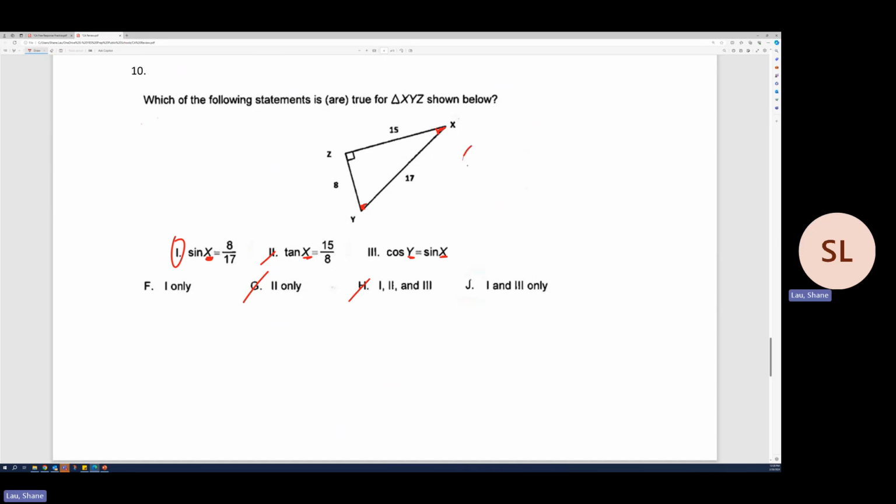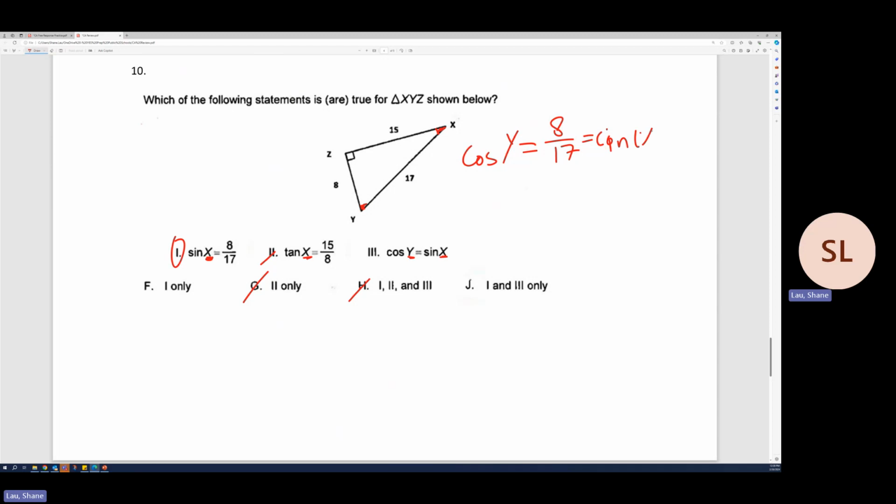Well, cosine of y, let's go ahead and write this down because we don't actually know what it is. Cosine of y is adjacent over hypotenuse. If y is what we're looking at, 8 is the adjacent to y, and 17, of course, is our hypotenuse. And we said sine x was 8/17.